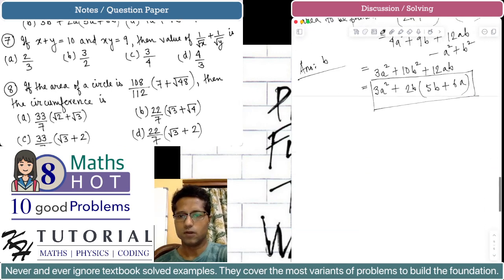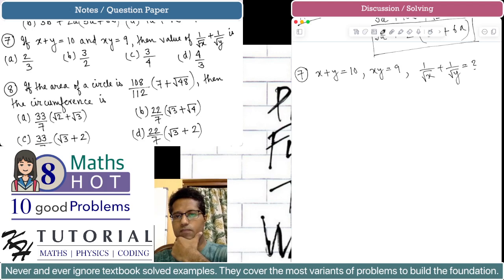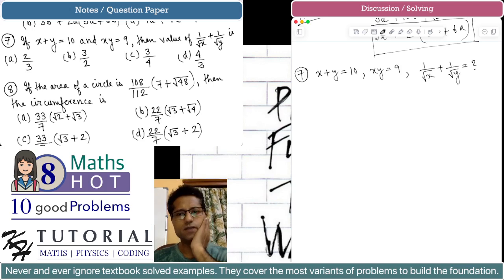Okay, let's do problem number 7. It is given x plus y is equal to 10, and it is given xy is equal to 9. Then we have to find the value of 1 by square root of x plus 1 by square root of y. x plus y is given, xy is given. So from this x plus y and xy, we can definitely find the value of x.